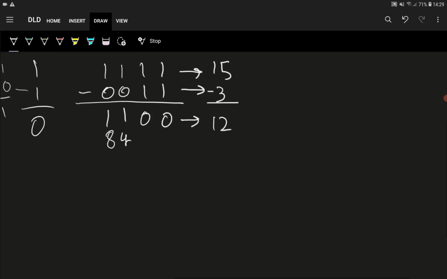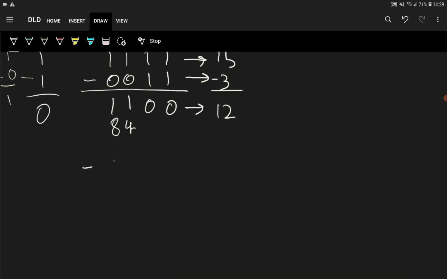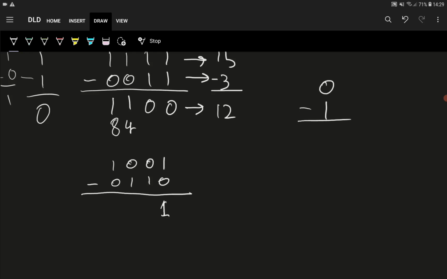However, in subtraction, the tricky part is when we have 1, 0, 0, 1, right? When we have 0 minus 1. What do we do then? So let's try and solve this. 1 minus 0 is 1. Now 0 minus 1, what do we do here?